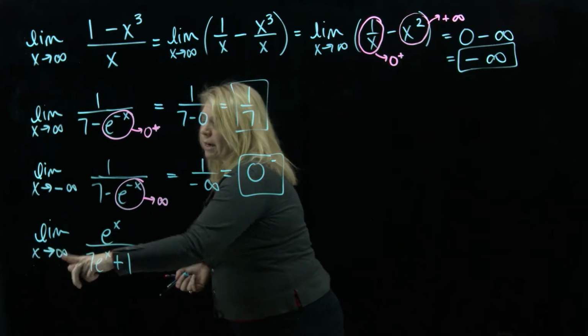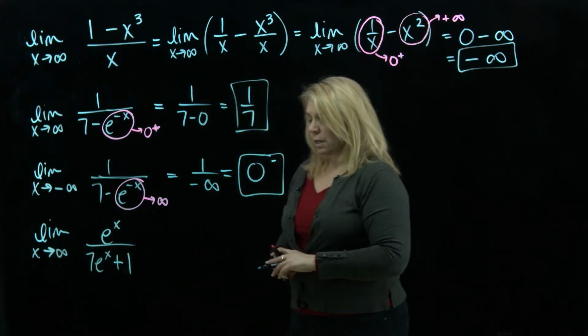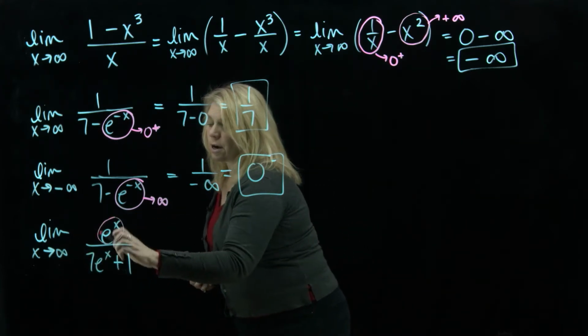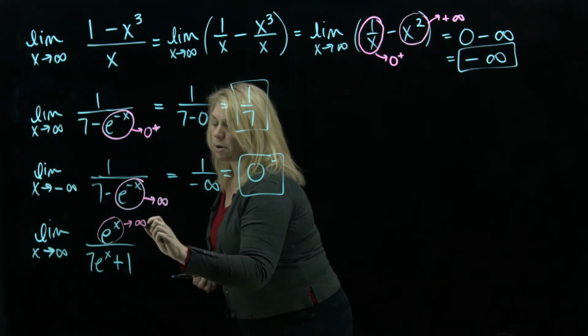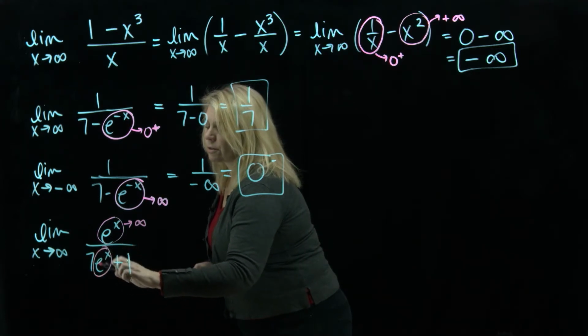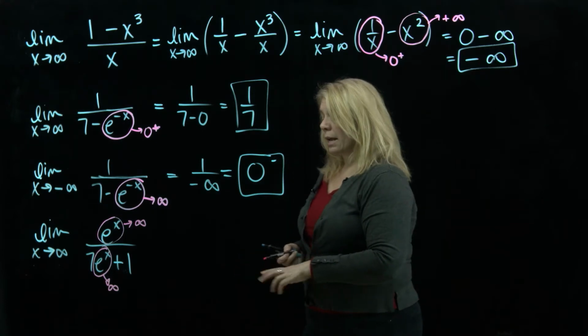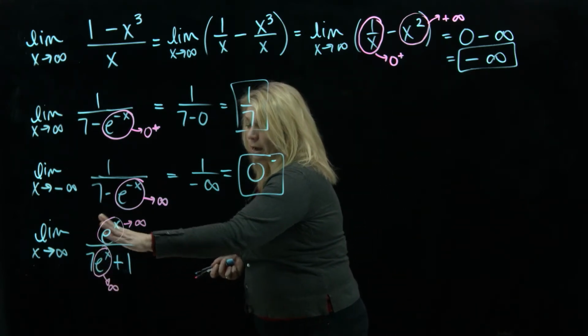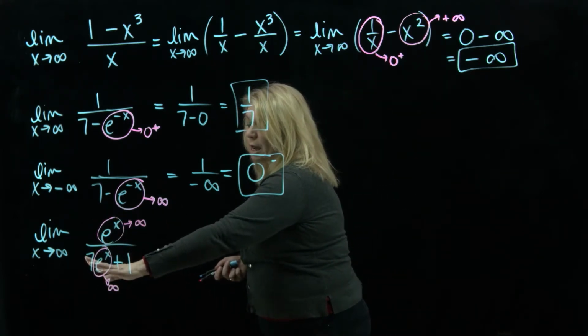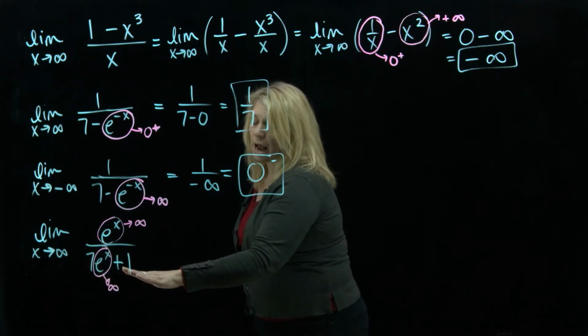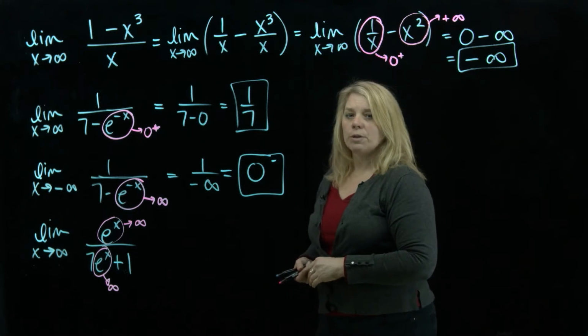All right, so I want to think about all these little pieces of the function and what they're each doing. So as x grows large, this e to the x grows large and approaches infinity. As x grows large, this part also grows large and approaches infinity. And so when I take this numerator approaching infinity, I have the denominator 7 times a large in size number plus 1. That'll be very large in size. So the denominator is also approaching infinity.